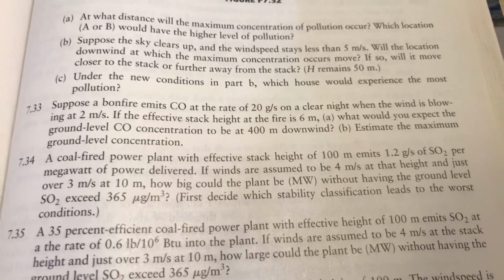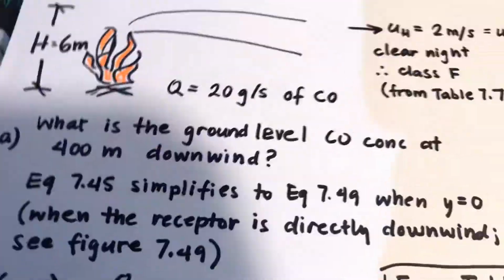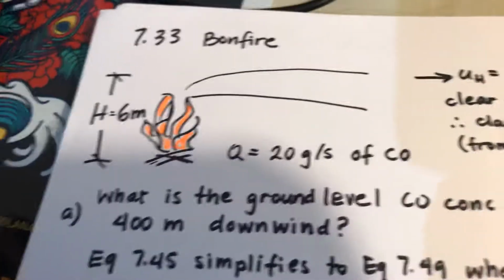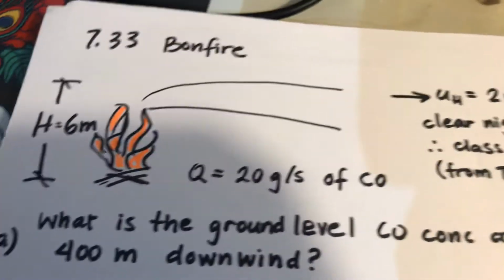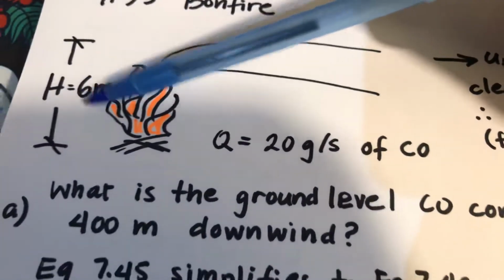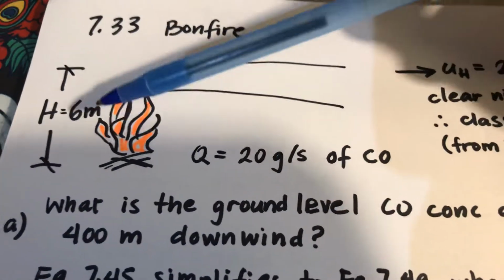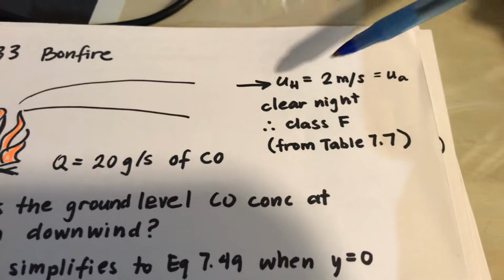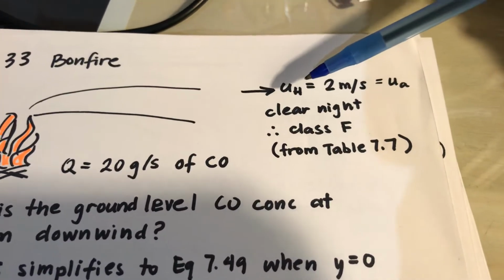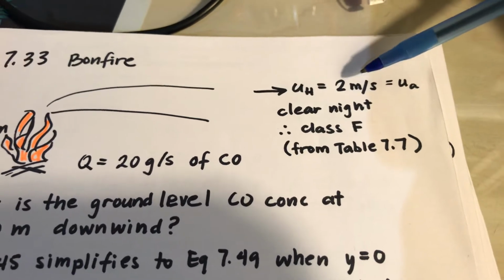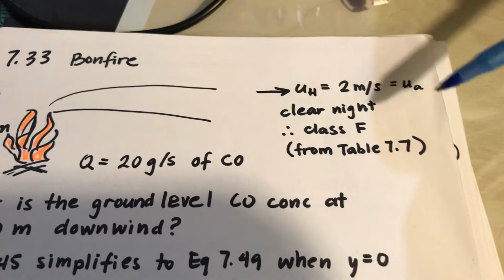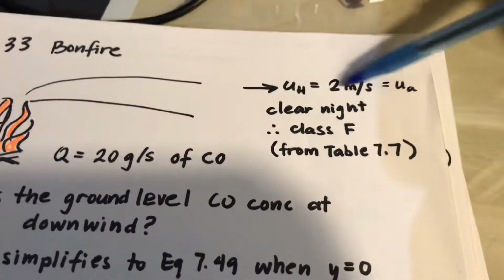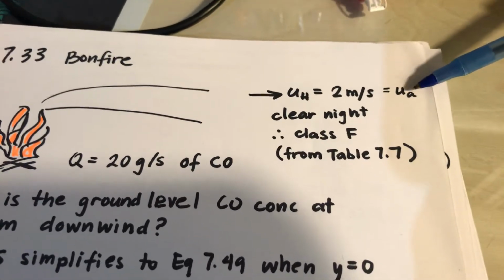So we're just going to focus on part A for this problem. Okay, so we can draw ourselves a little diagram here. It's always a good thing to do. We've got our effective height of 6 meters for our tall bonfire here, and the wind is carrying the plume in this direction, of course. This is the velocity, 2 meters per second, and this is at ground level, so that's the same as UA. UA and UH, effective height, ground height, are the same.